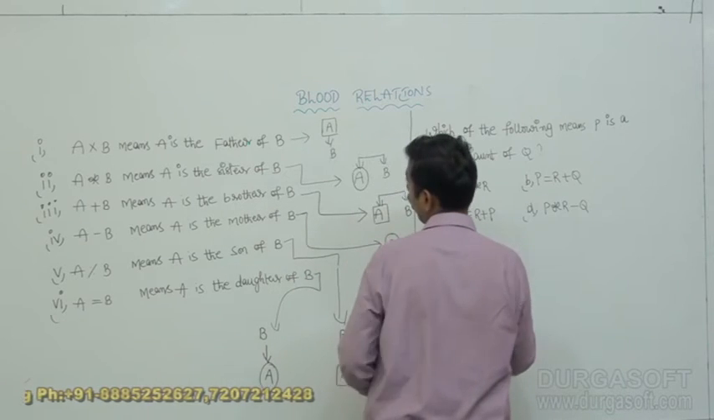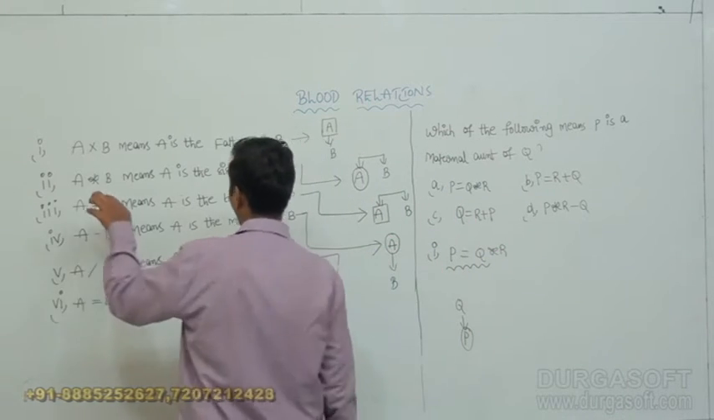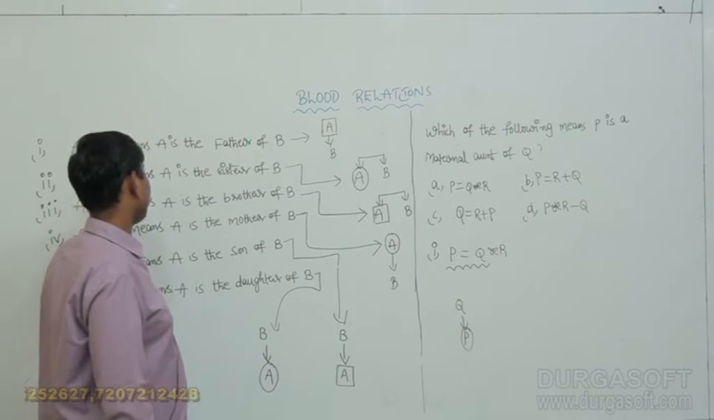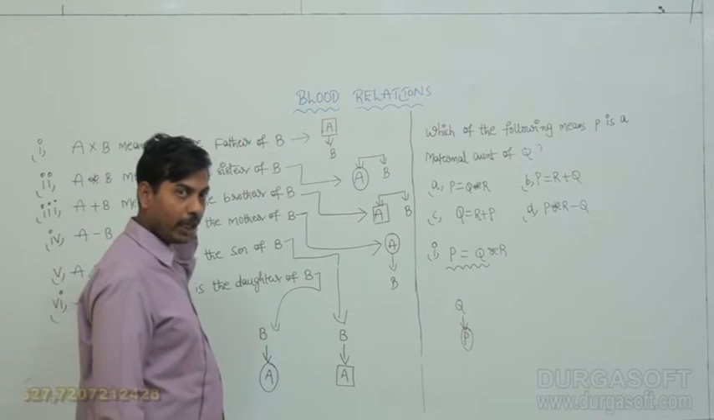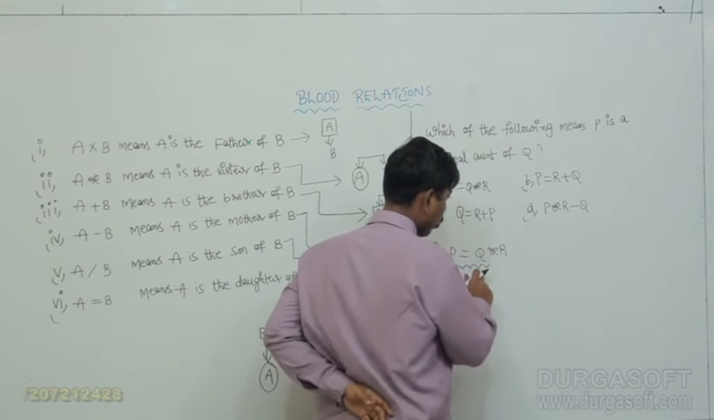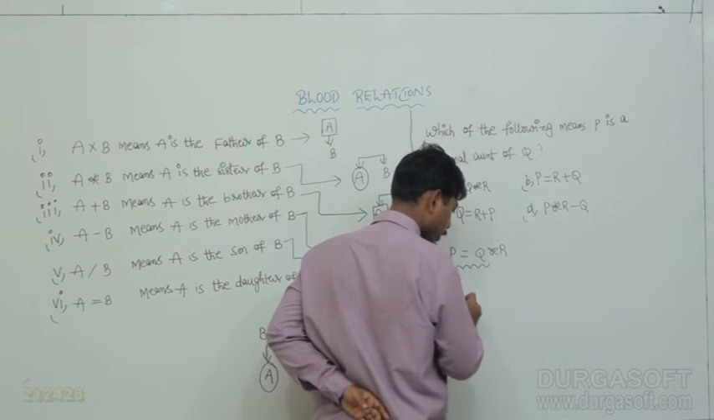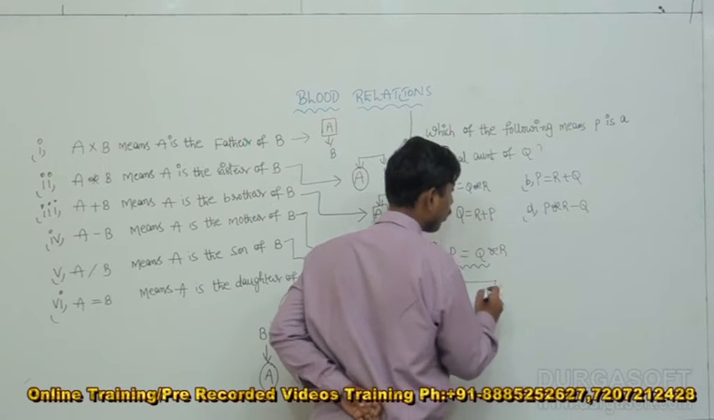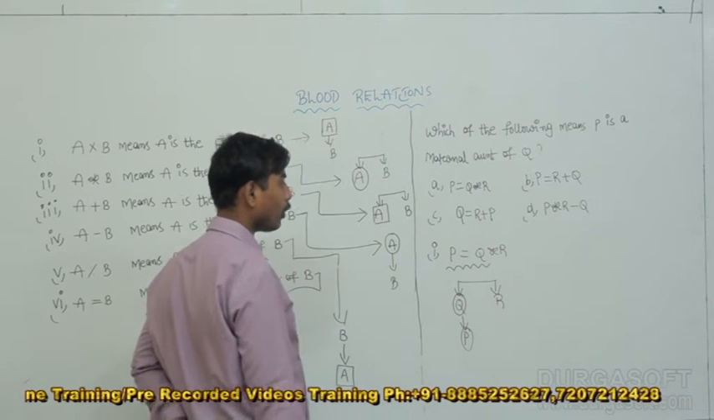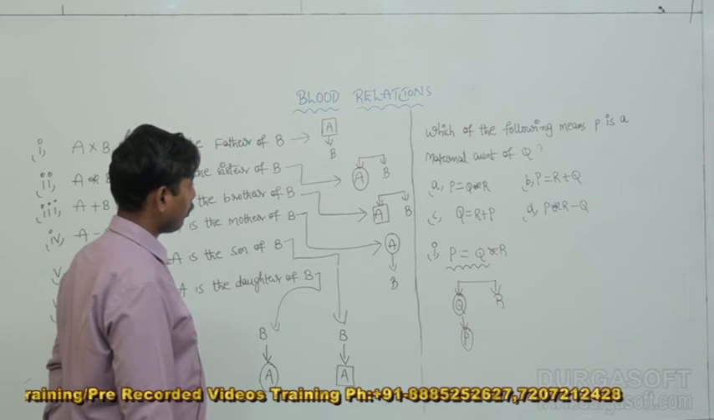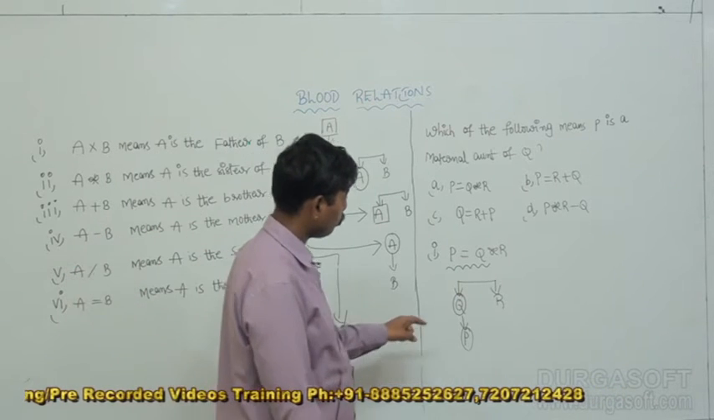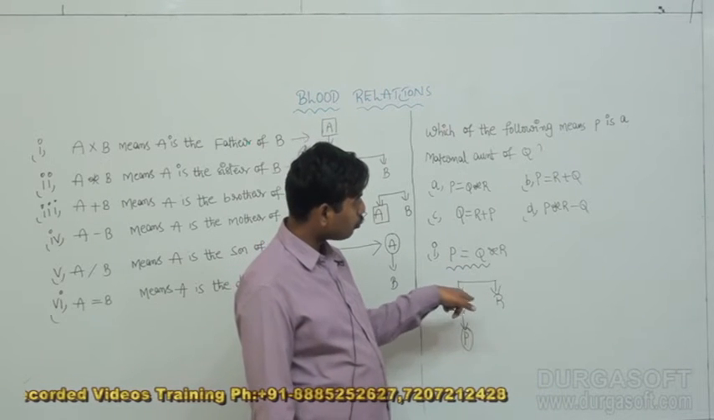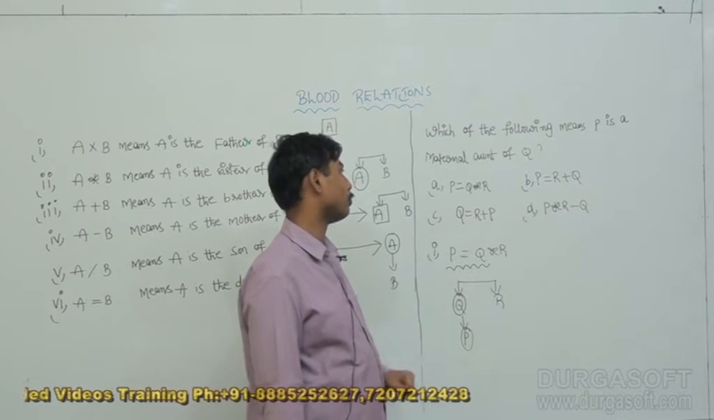Next one, Q star R. Q star R means, as we already know, A into B means A is the sister of B. Like that, Q into R means Q and R both are in the same generation. Q is the sister of R means Q and R are in the same generation, and we know the gender of Q is female, and we don't know the gender of R. Let it be. This is the family tree for the first option here.